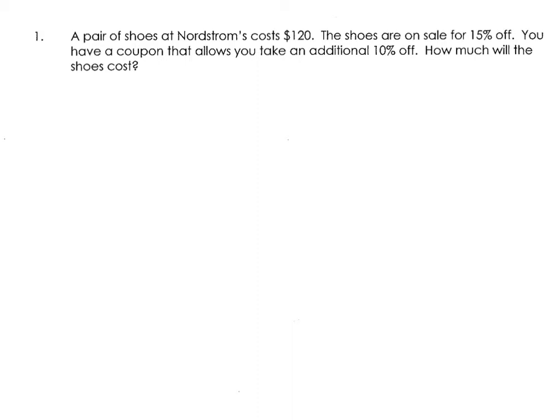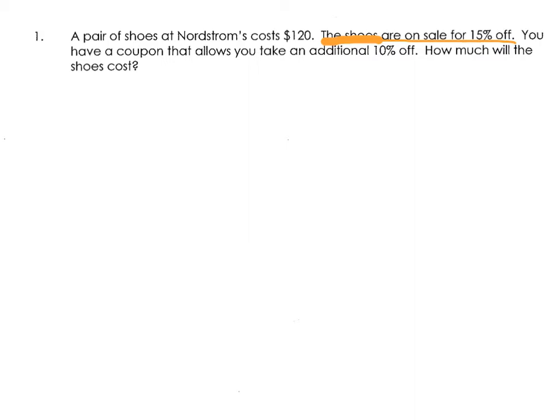So what we have to do is we have to do one discount at a time. So we're going to, oops, I'm sorry, that was too thick of a marker there. So the shoes are on sale for 15% off. So we're going to start with that discount. So to find 15% off of 120.